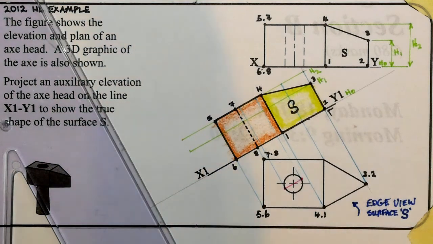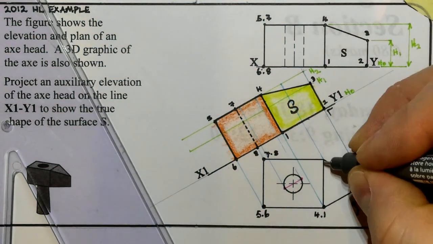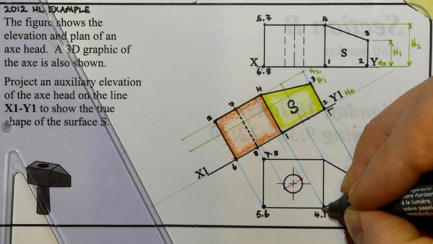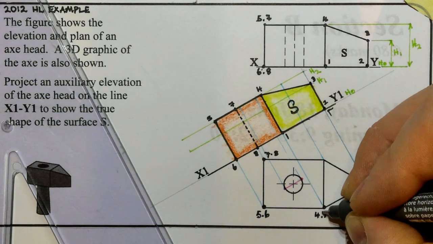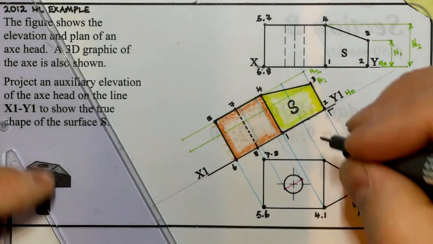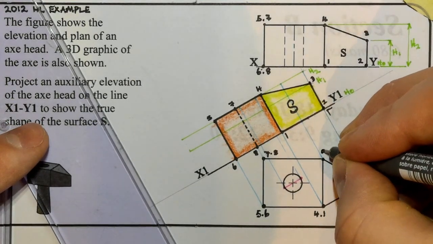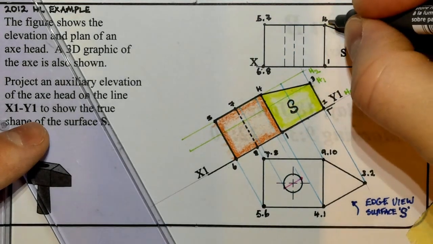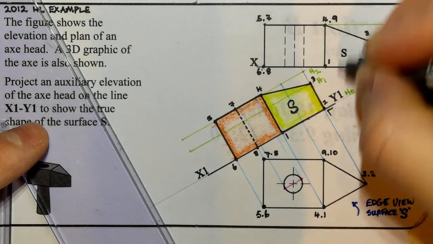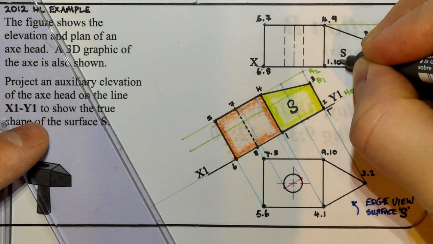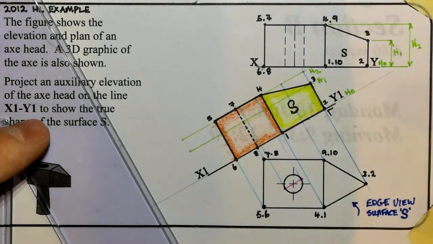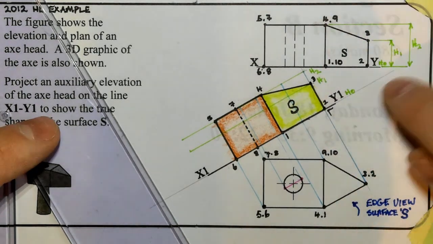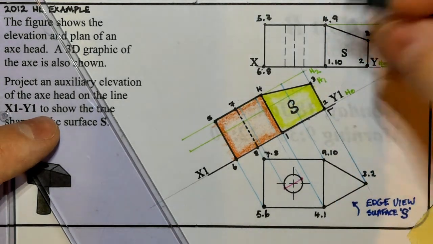Now let's have a look at other points that we need to get. Well, there's a set of points here behind points 4 and 1. We'll call that 9 and 10. Now, in the case of the elevation here, 9 will be behind 4 and 10 is going to be behind 1. So 9 is at the height of 2 and 10 is at the height of 0. As we can see there.